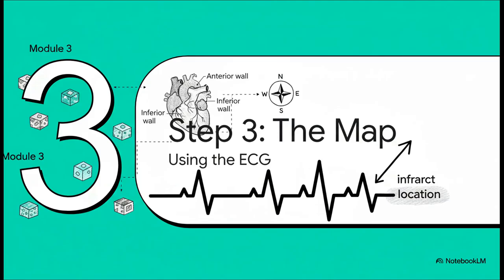So the plaque is ruptured, the patient is having chest pain. How do we find the clot? Exactly. And how do we find it? We pull out the map, and that's step 3. The ECG is our diagnostic GPS. It lets us pinpoint the location of the infarct, telling us if it's an inferior wall MI versus an anterior one. Mastering these ECG leads is non-negotiable, and that's exactly what we're going to do in Module 3.